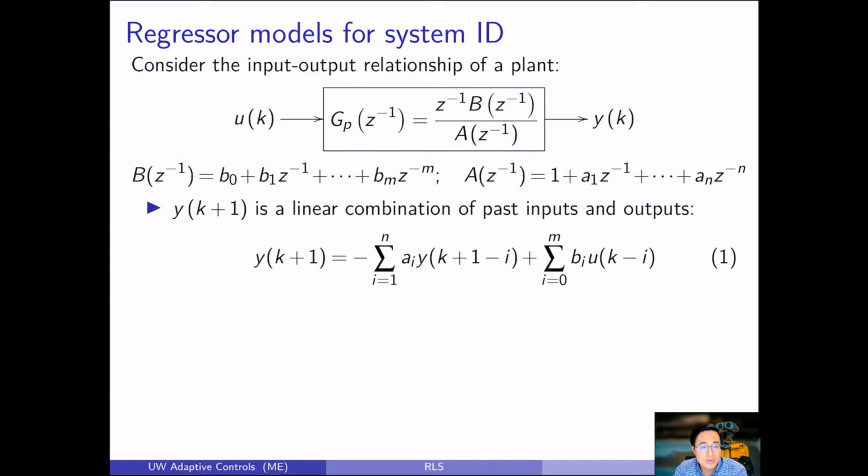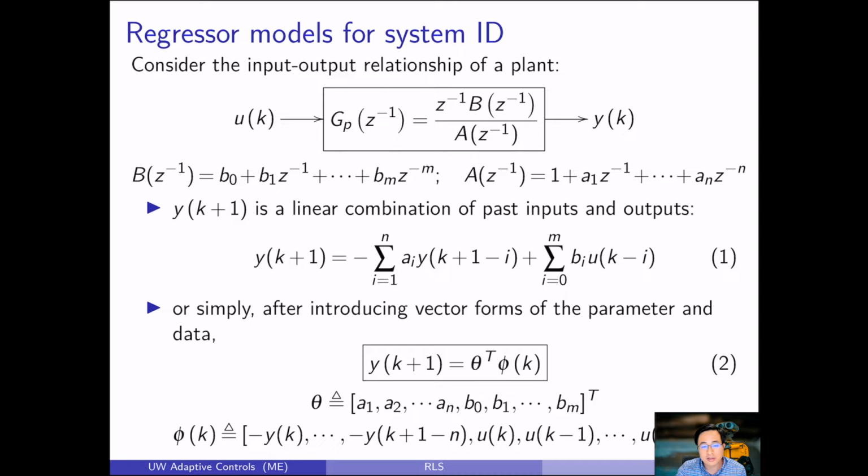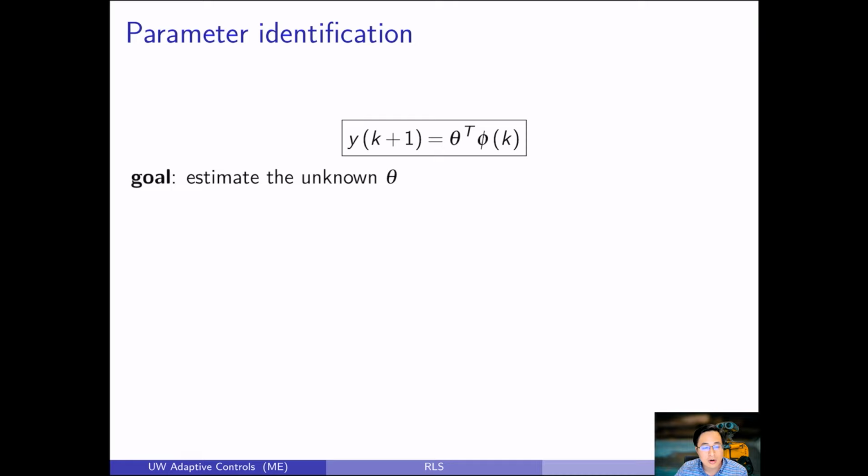Consider the input-output relationship of a plant where the input is U and the output is Y. For a linear system, the output Y at time k plus 1 is a linear combination of the past inputs and outputs. Or simply, after introducing vector forms of the parameter and data, Y at time k plus 1 can be written as the product between a theta vector and the regressor vector phi k. The goal of system identification is to estimate the unknown parameter theta.